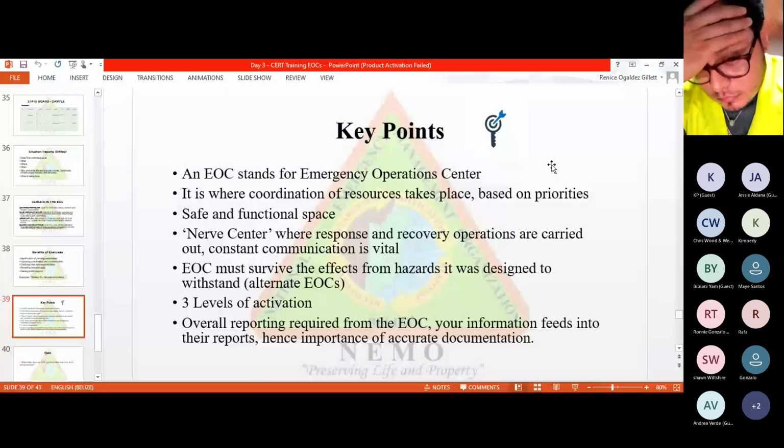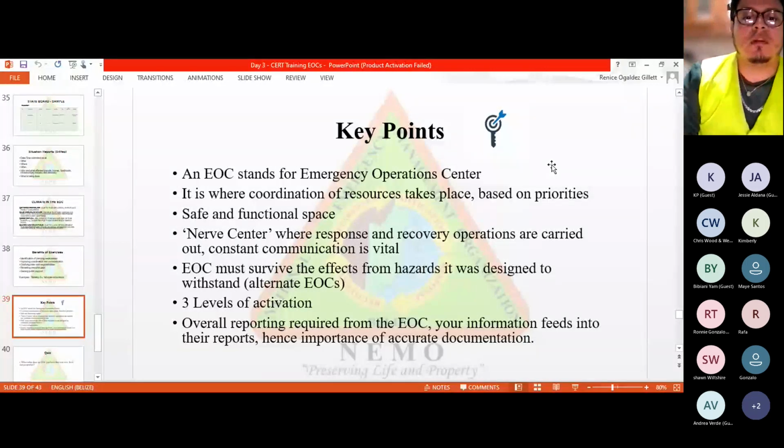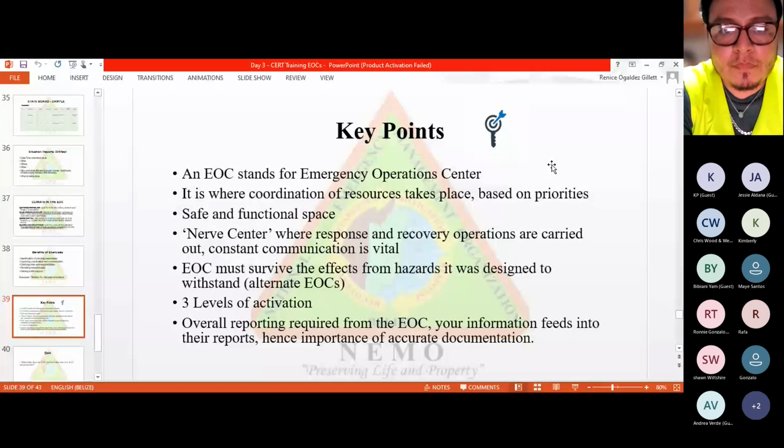But these are just some of the key points from the other slides. So we have that the EOC stands for Emergency Operations Center. We do have different terms that the same EOC can go by, but in Belize we commonly refer to them in emergency management as emergency operations centers. So it is where coordination of resources takes place based on priorities. Not everything is important, and EOCs need to establish that.